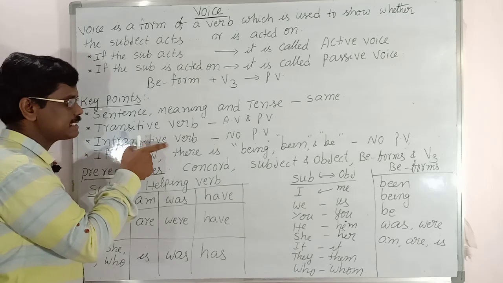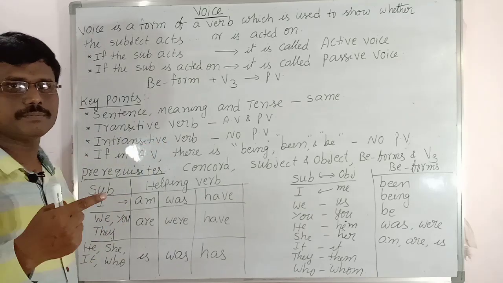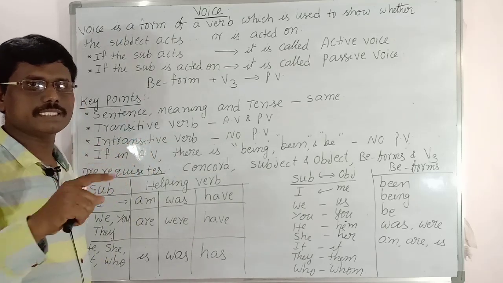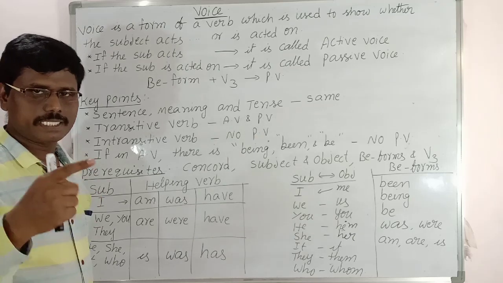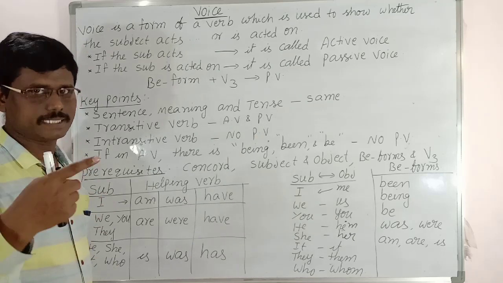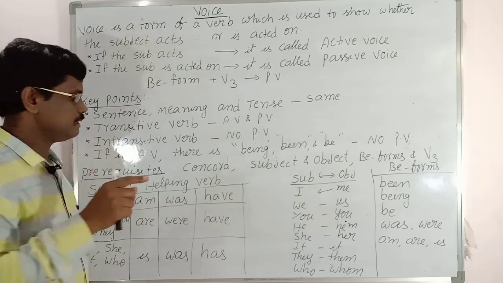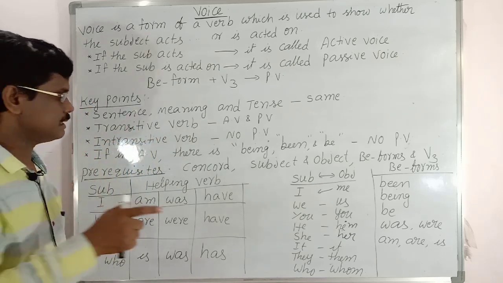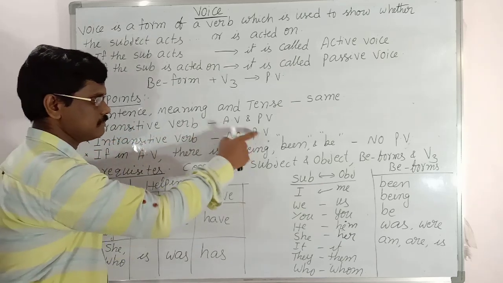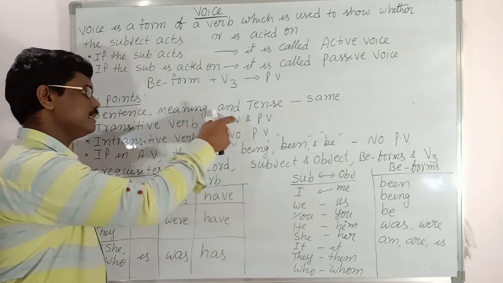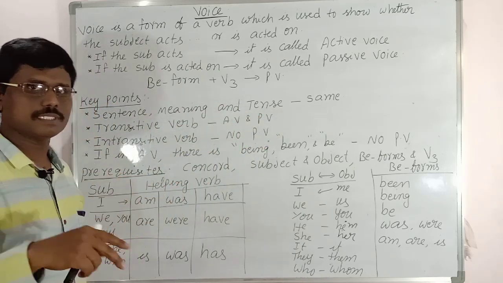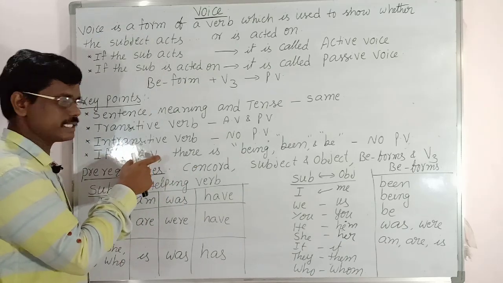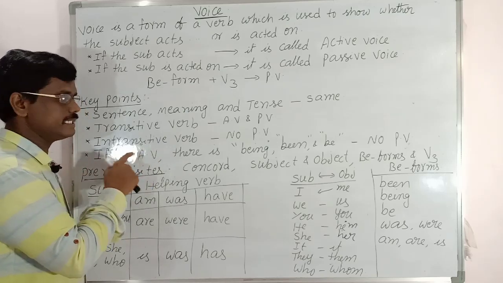Transitive verb. Next, very very important. If the verb in the given sentence is an intransitive verb, we cannot change it into passive voice. Even if we change it, the meaning changes. Without changing the meaning, we cannot change an intransitive verb sentence. Very very important: intransitive verb, no passive voice. Transitive verb, yes, active voice is there, passive voice also. Both voices are possible.